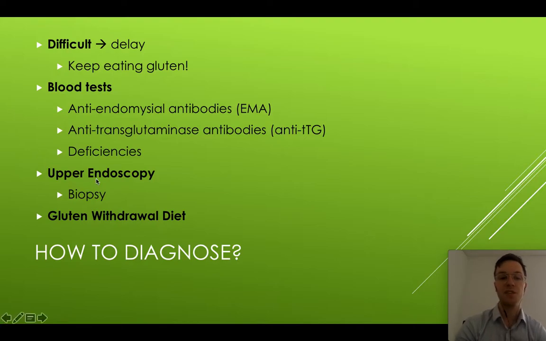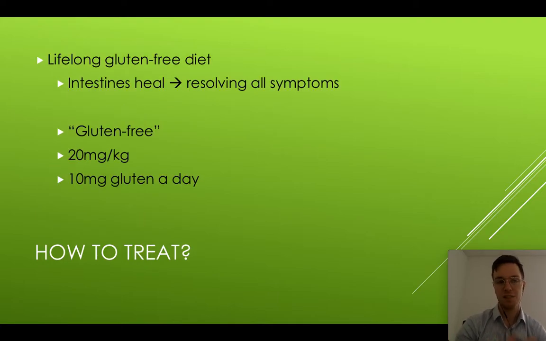Then an upper endoscopy can be done, and then they can see the state of your intestines and if they show any signs of celiac disease. And also a biopsy can be done, which is almost painless. And then the cells of your intestines can be looked at to see if there are some signs of celiac disease. And then lastly, if it's still not clear after all these tests, a gluten withdrawal diet can be started. And if your symptoms are resolving when you're not eating gluten, then it's quite logical and clear that you might have celiac disease.